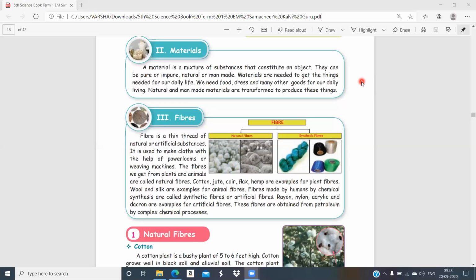A material is an object. Materials means objects that can be food, also dress, cloth, woolen cloth, any cloth. But in this there are two types. One is natural fibers. One will be natural and another man-made, artificial. And third we will see fibers.